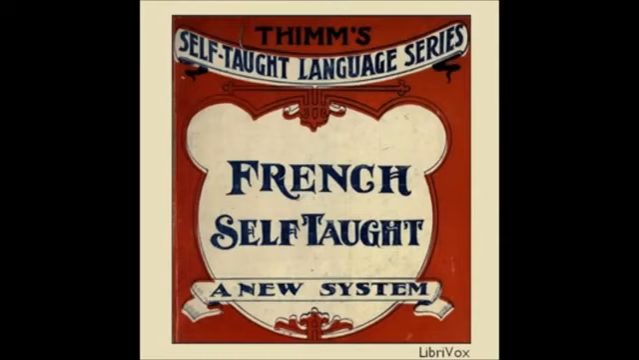Compound tenses, anterior. I have sold. J'ai vendu. Tu as vendu. Il a vendu. Nous avons vendu. Vous avez vendu. Ils ont vendu.